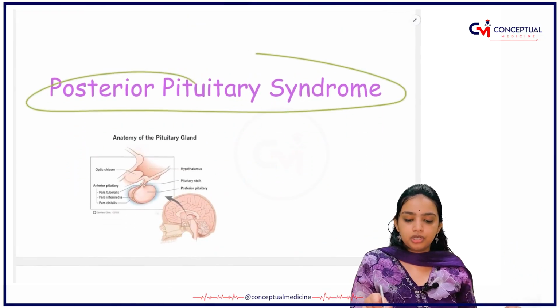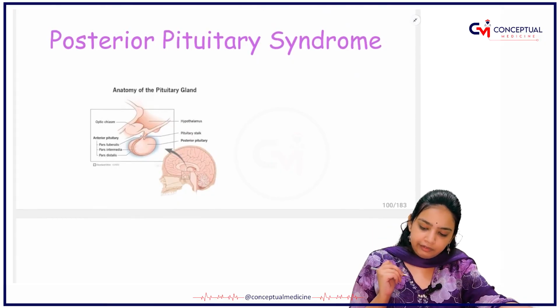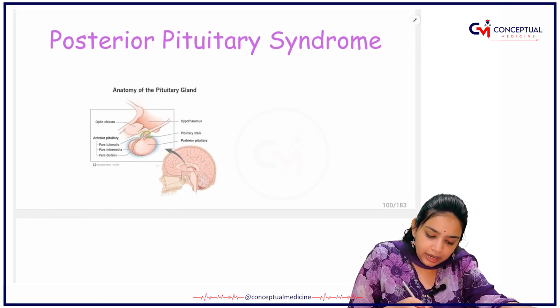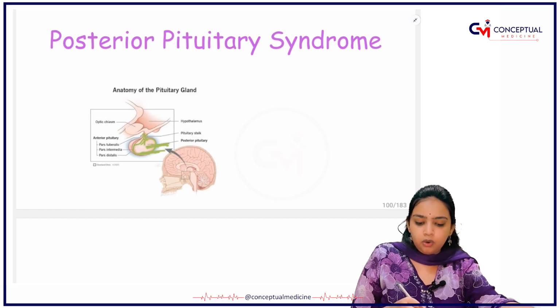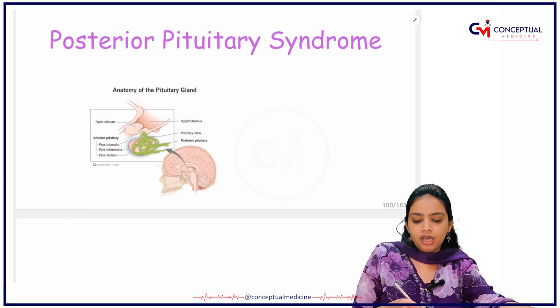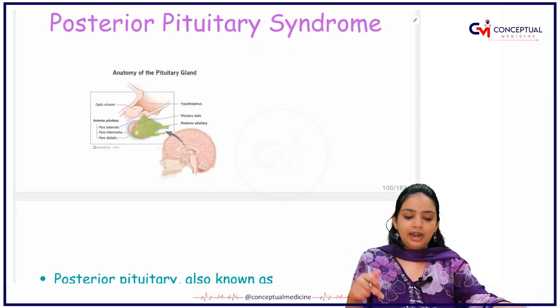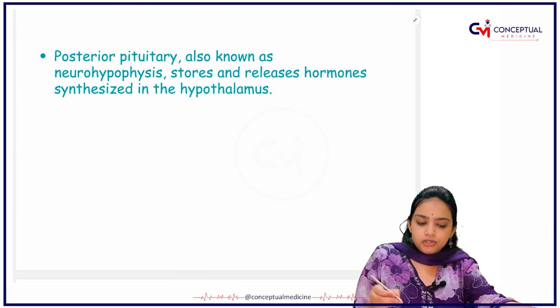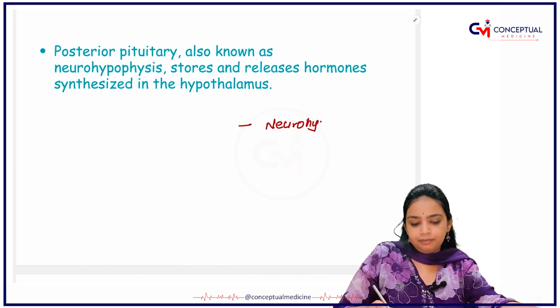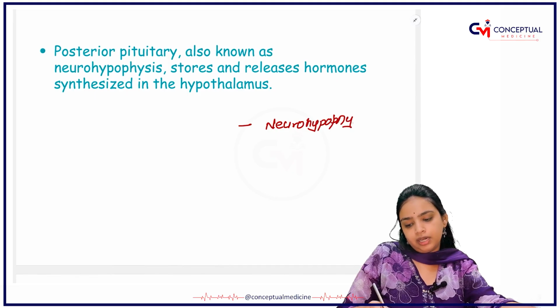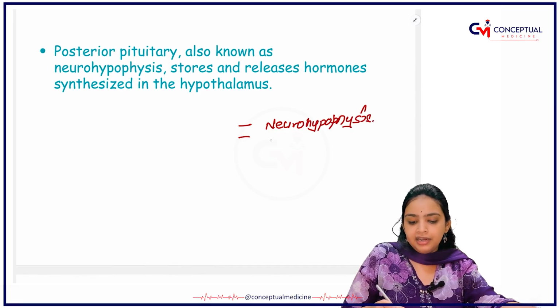Now moving on to the posterior pituitary syndromes. Before that, let's see where the posterior pituitary is. Here you have the anterior pituitary, and over here, in green, you are able to see the posterior pituitary. The posterior pituitary is also called the neurohypophysis, and it stores and releases hormones.